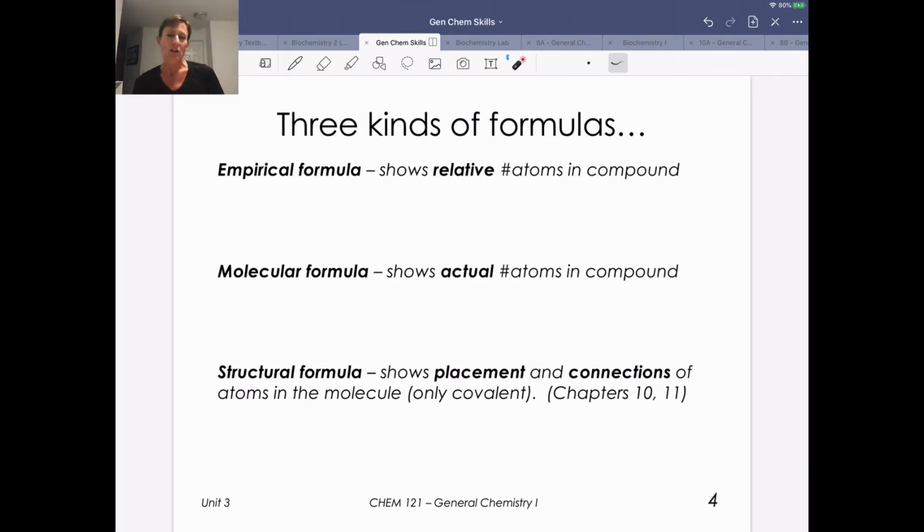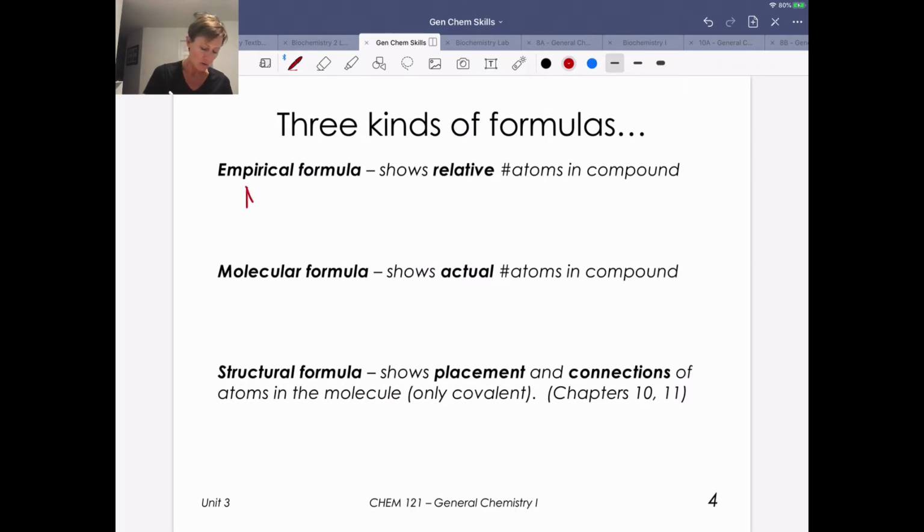The next thing that we're going to talk about is, and we've already sort of mentioned this, there's different kinds of formulas that we can have for the compounds that we make. And we're going to relate this to both ionic and covalent compounds. And I'm going to, again, talk about the 3 different substances that we've already been mentioning. The first we're going to mention is sodium chloride.